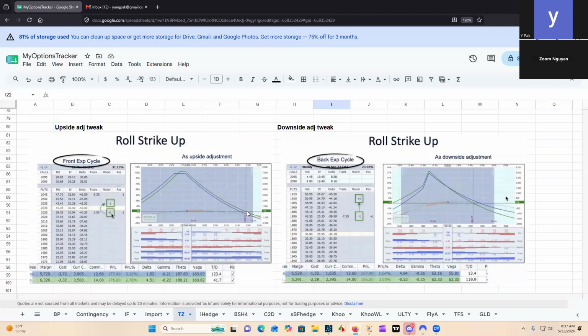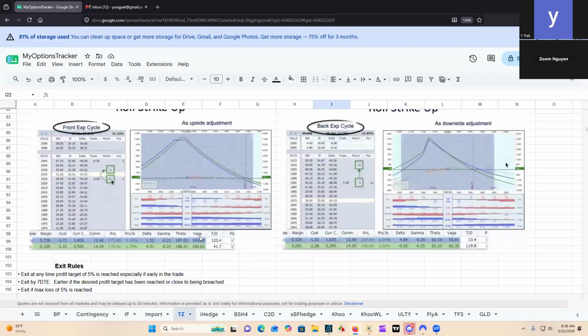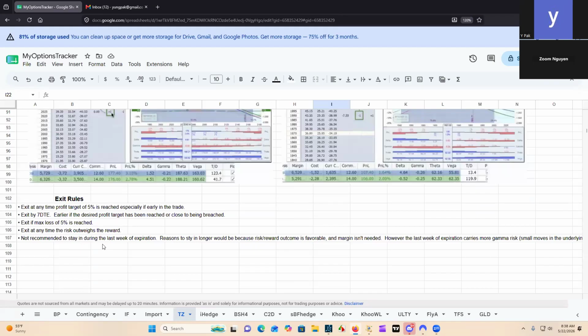If you want to give a little bit more room to the upside, these are small adjustments. If you thought the market was going to go up, and this is another downside tweak, you could take the back cycle and move half of your position, or actually roll, they call it roll your strike up. So you're taking this, closing it out, and buying it up here at a higher price, and that gives you more room in the green here to the downside. And then I have the exit rules down here.